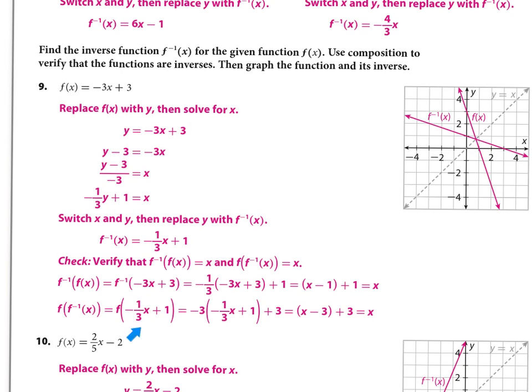Now we're taking the inverse and we're plugging it in for x in the function. So we're plugging it in right here. So again, do distributive. We do that, we get x minus 3 plus 3. Again, the 3's cancel and we're just left with x. So it's a good problem to look at to see how you do the composition, but make sure you do it both ways.